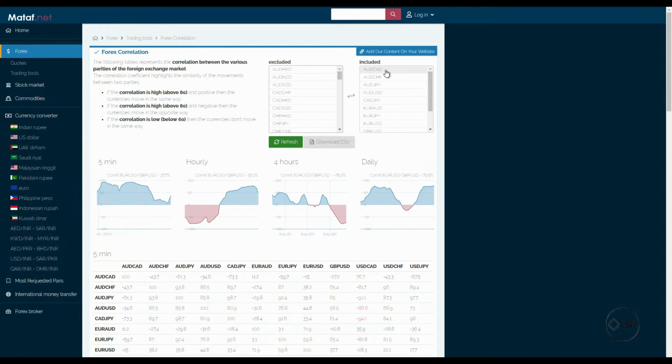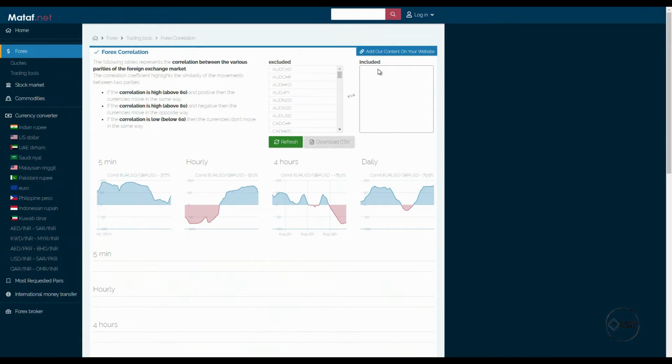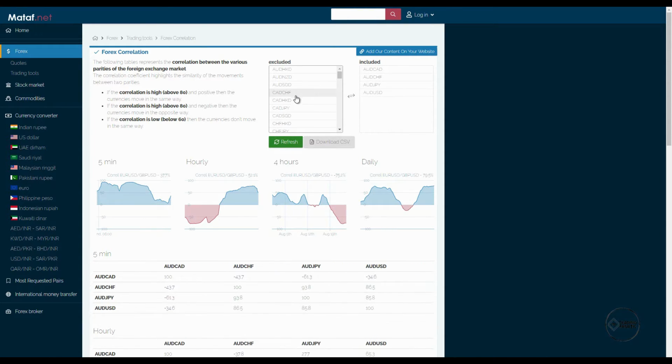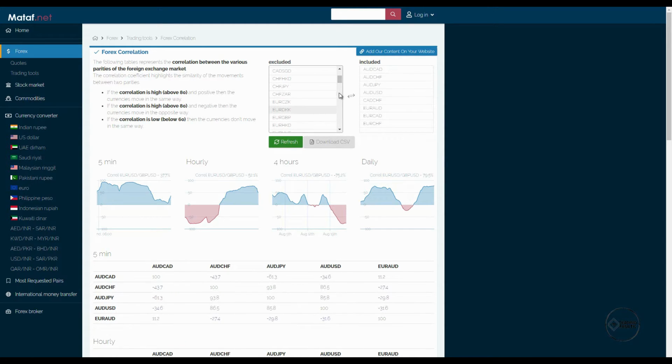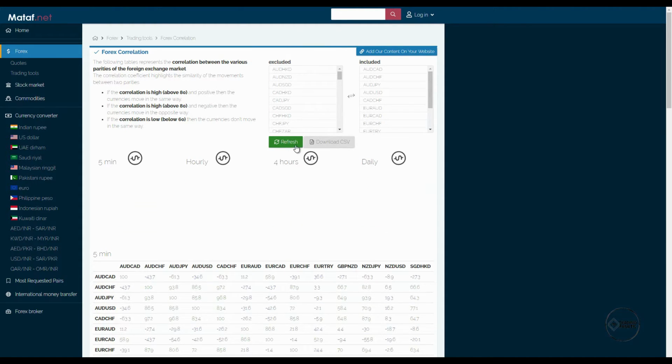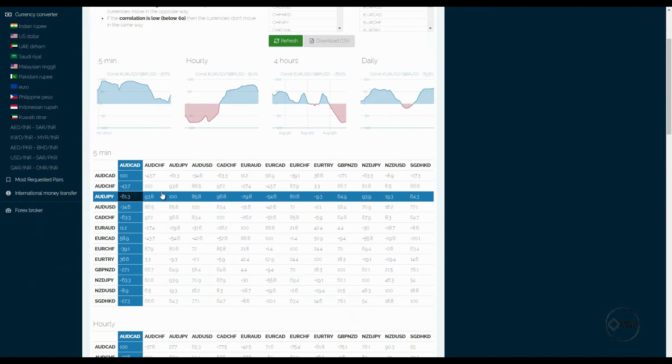So you just have to, let's say, okay, I'm gonna remove it. So let's say you have nothing here on your included list. So we start including Aussie CAD, Aussie Swiss franc, Aussie JPY, Aussie USD, CAD Swiss, let's say Euro Aussie, Euro CAD, Euro Swiss, Euro GBP. Okay, we had Euro GBP on FX Street. So Euro Turkish, GBP, NZD, for example. And yeah, you just have them all. So what will you do after this? You hit refresh, and those pairs should appear down below here.